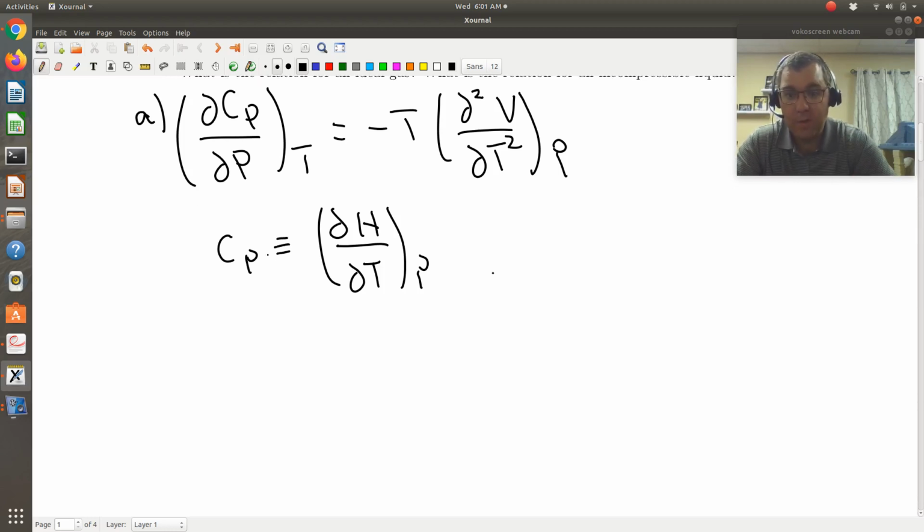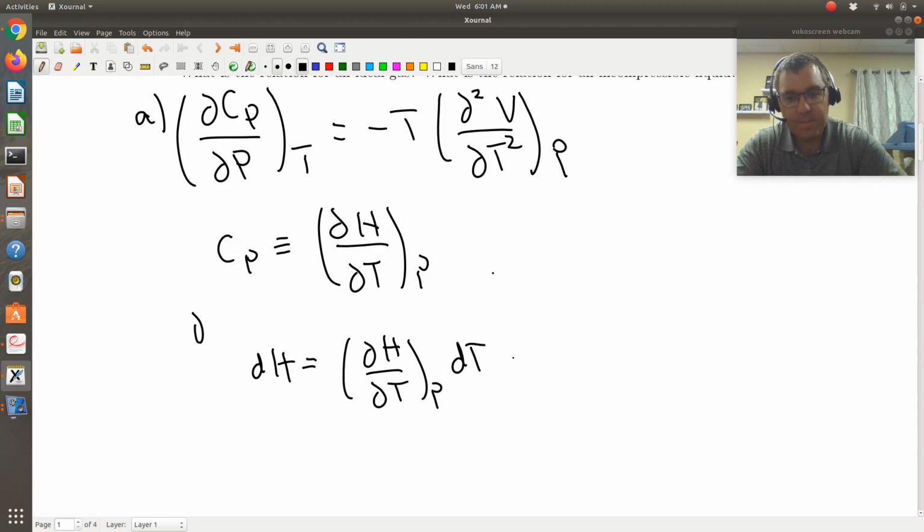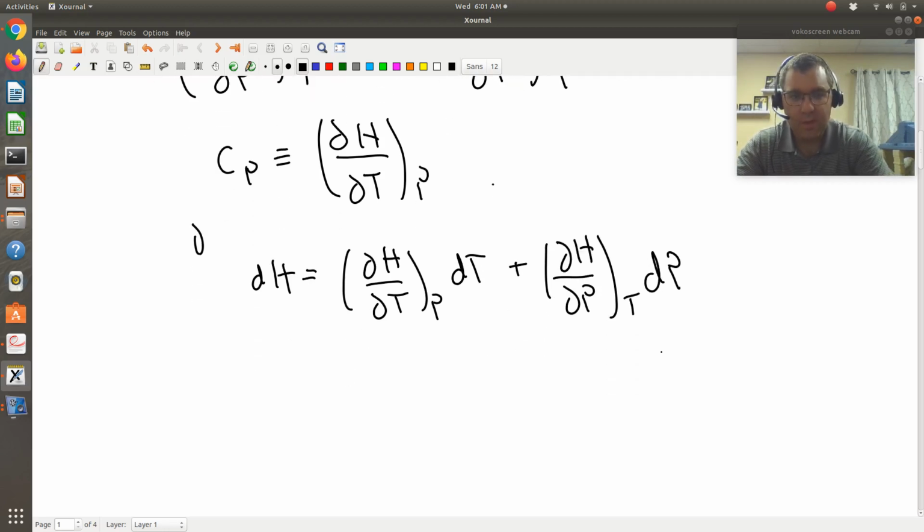So if I want to work out an expression for H with independent variables T and P, my first step is to write out an expression for the total differential of H, the mathematical expression using independent variables T and P. So I'll have dH is partial H partial T at constant P dT plus partial H partial P at constant T dP. So that's step 1.